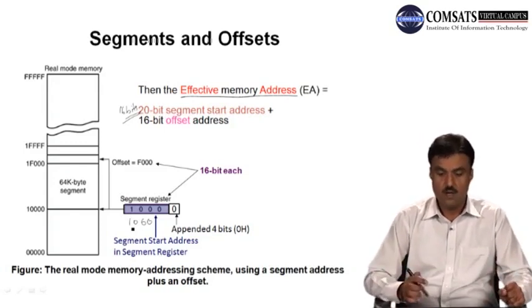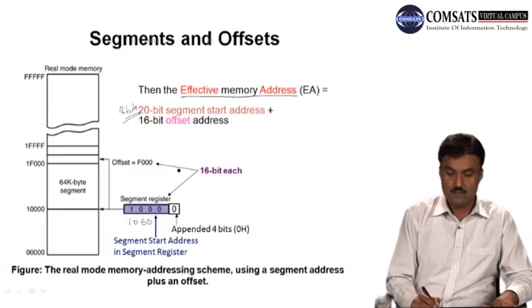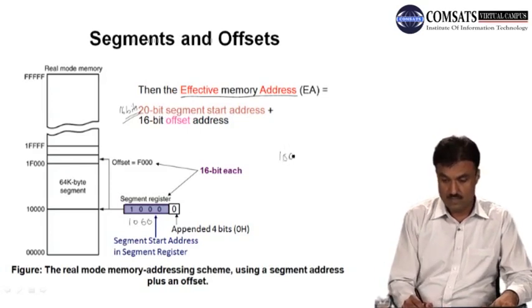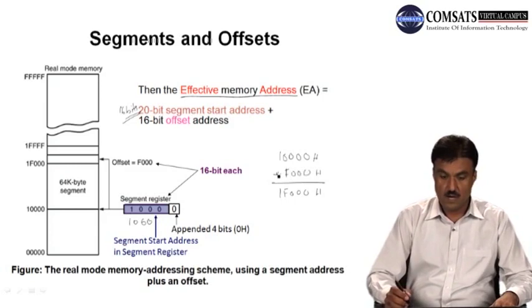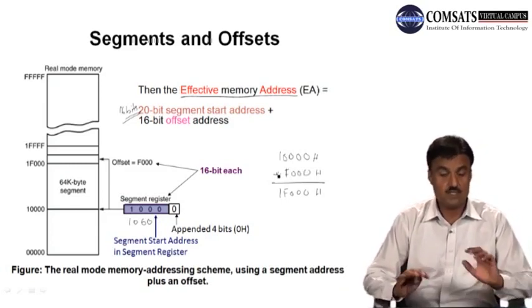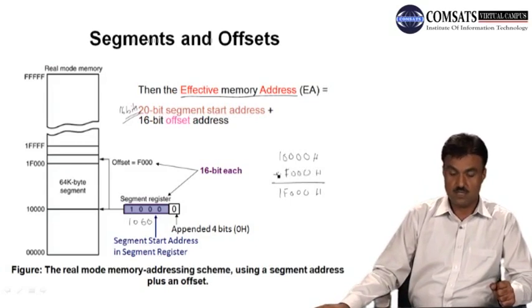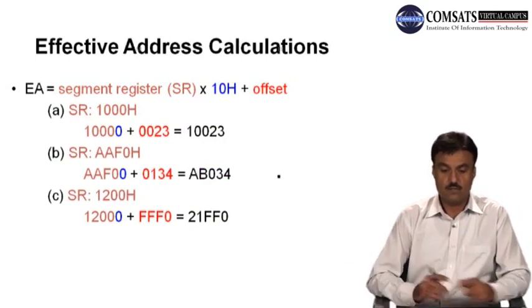Whatever the segment register is, we append 4 bits to it to make it 20 bits. After appending, it will be 10000. Now we add F000, and in the result we get 1F000 in hexadecimal. So this is the way we can get the effective address. This was an example of how we can access any memory location inside a segment in real mode, the real memory access mode.